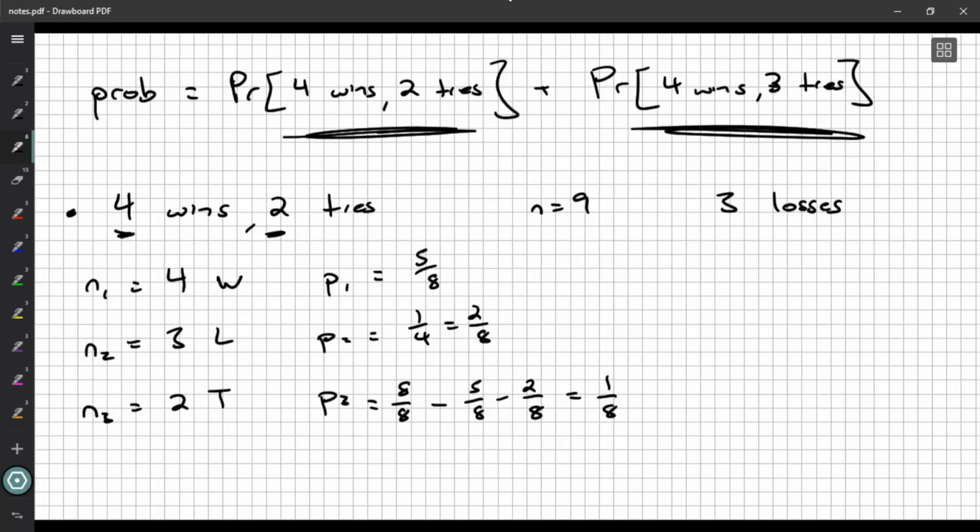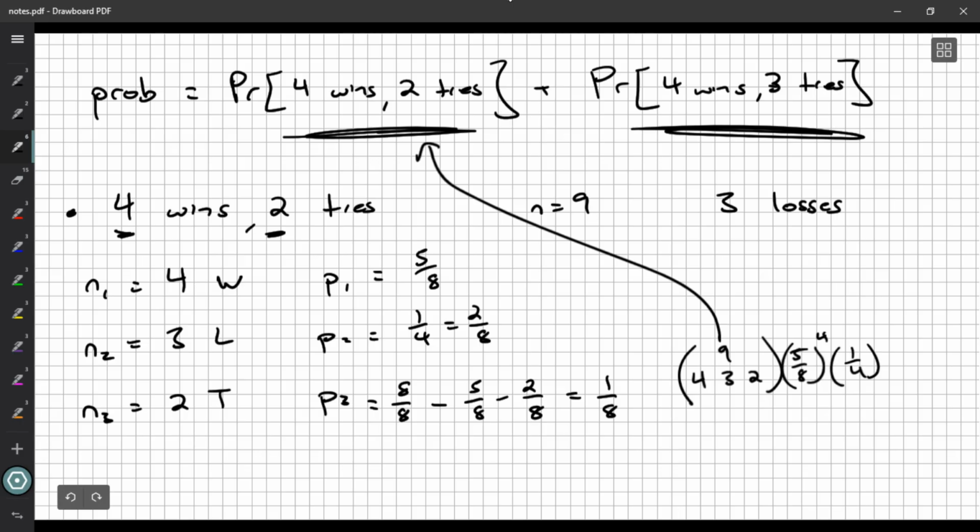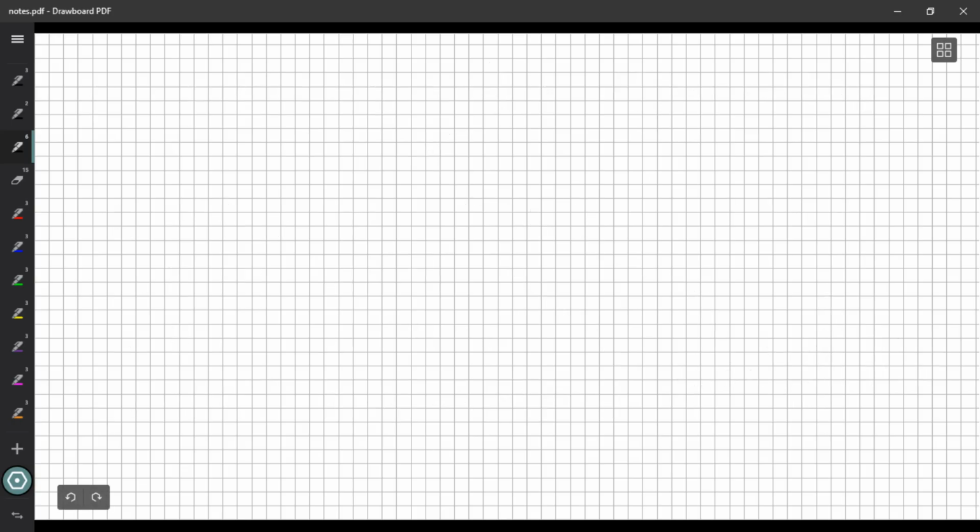So with the N1, N2, N3, the P1, P2, P3, and the N worked out, we can deduce this probability. So it'll be 9, 4 wins, 3 losses, 2 ties. 5/8 to the 4, 1/4 for the losses to the power of 3, and 1/8 to the 2 for the ties. Do make sure you've got the right order for things. Probability needs to line up with the number of times we actually want that particular outcome. So that's the first one.